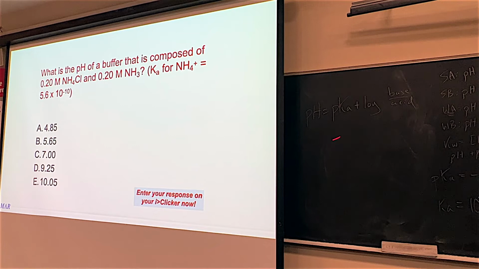You're after the pH, you've got a Ka. Base over acid can be moles per liter over moles per liter, or moles over moles. So see if you can figure out which of those answers would be the right one here for this particular situation.